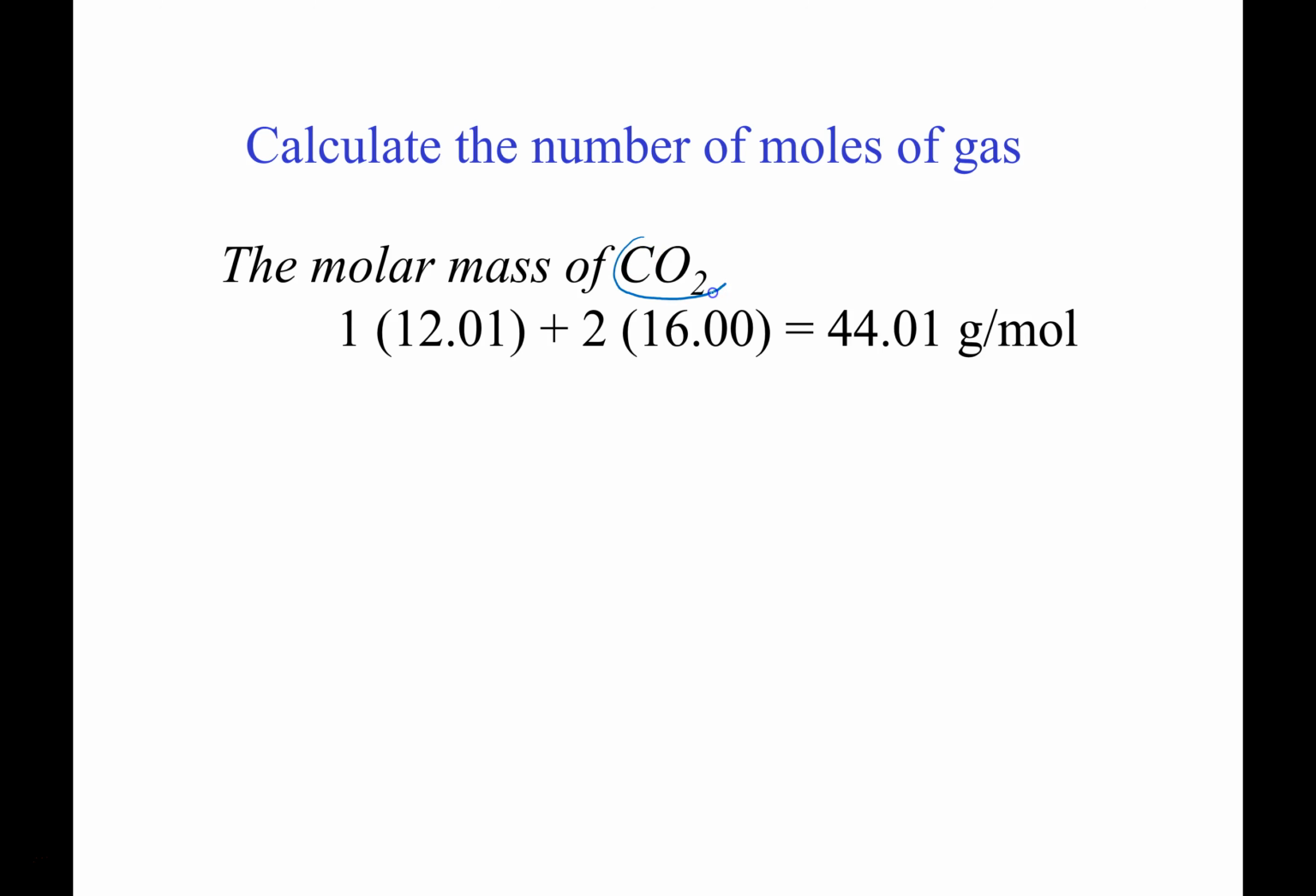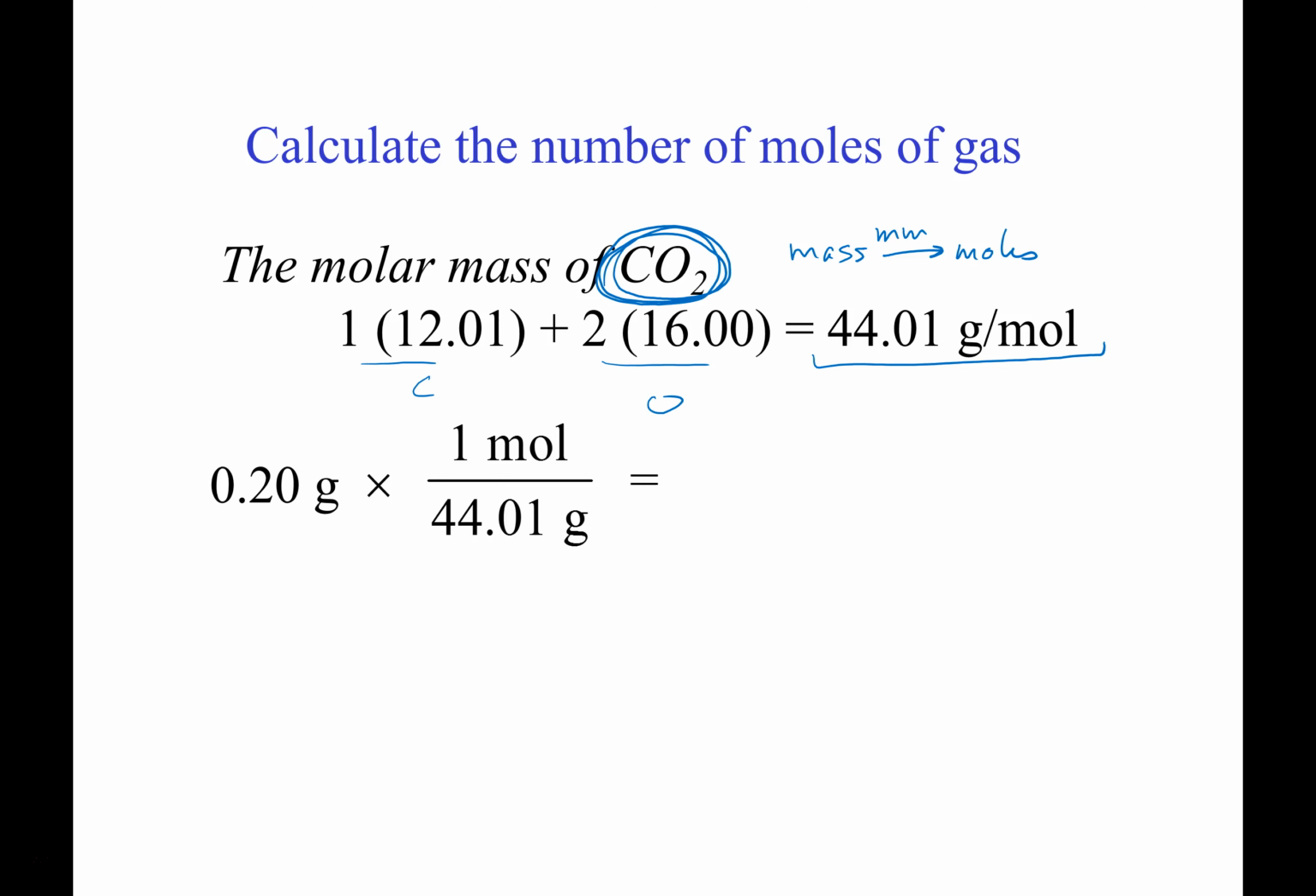We usually have a gas where you don't care what the identity is, but we need the identity in this case to go from mass to moles using the molar mass of CO2. So from the periodic table, this represents carbon, this represents oxygen, and here's the molar mass. Now remember, we're going to use that as a conversion factor. So our first term is going to be 0.20 grams of CO2 over 1. What's our next term going to be? Well, if we want grams to cancel and be left with moles, it's going to look like this: 1 mole over 44.01 grams. So grams cancel, we have units of moles.